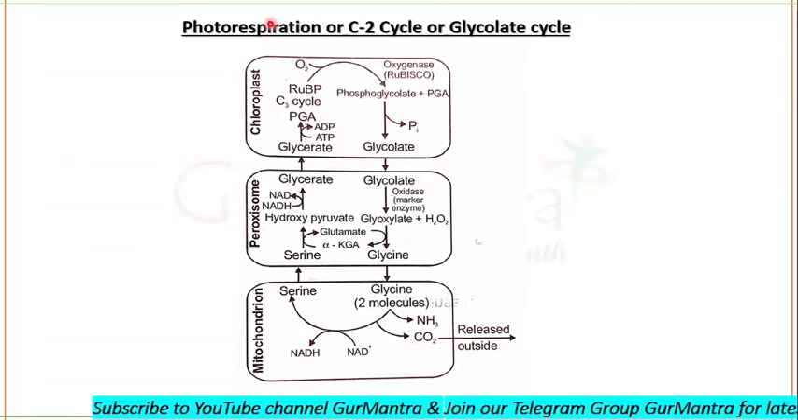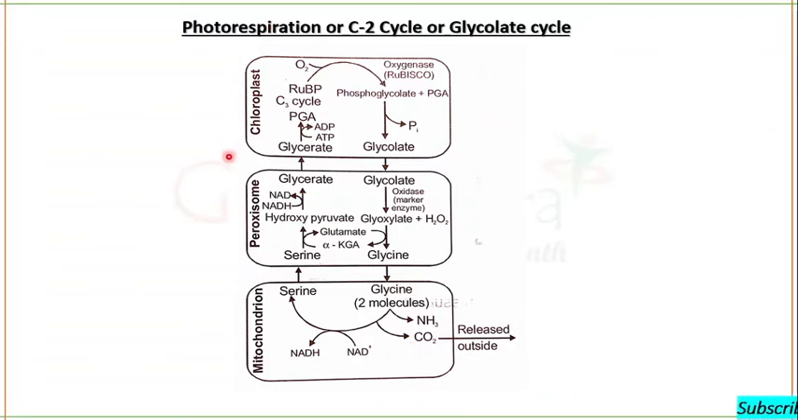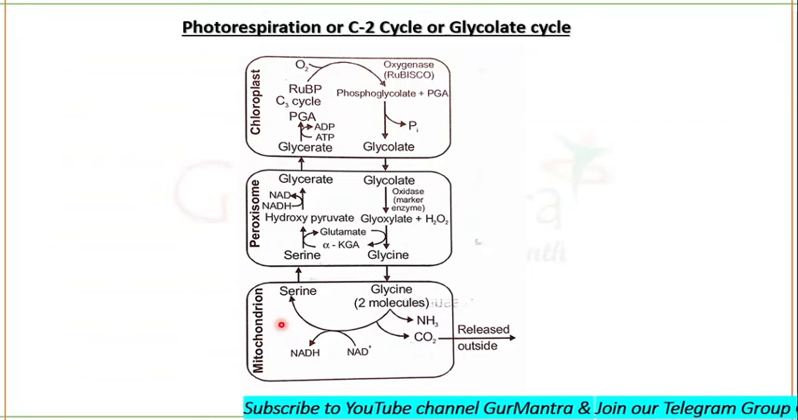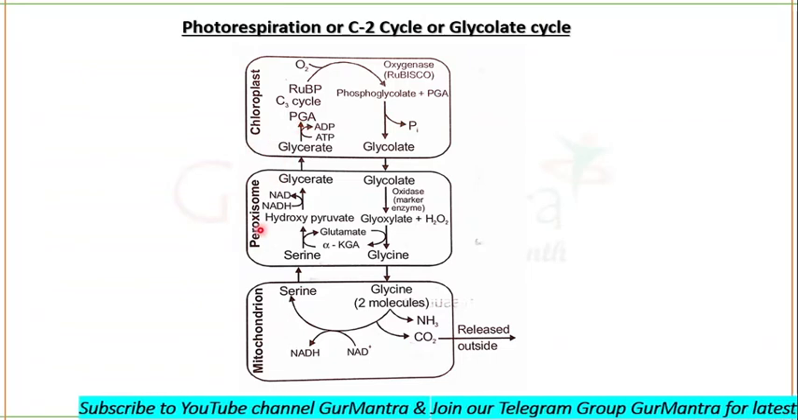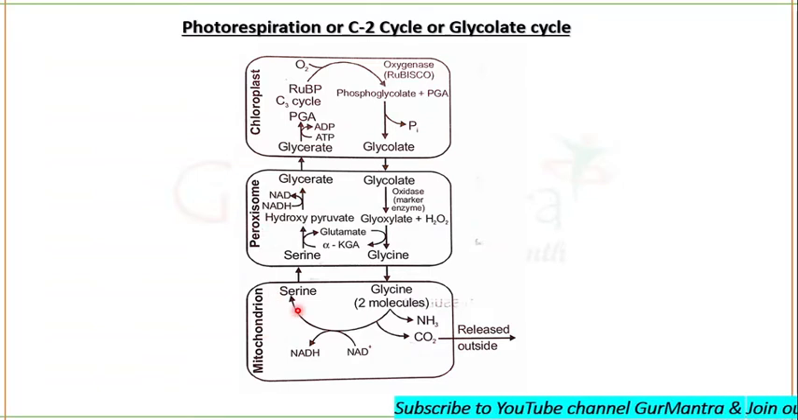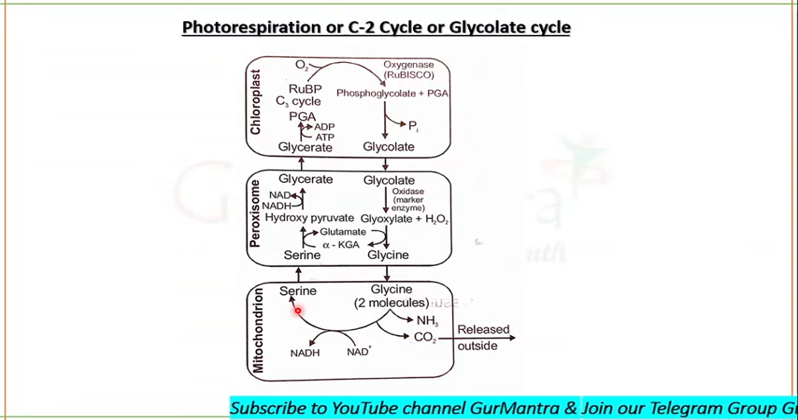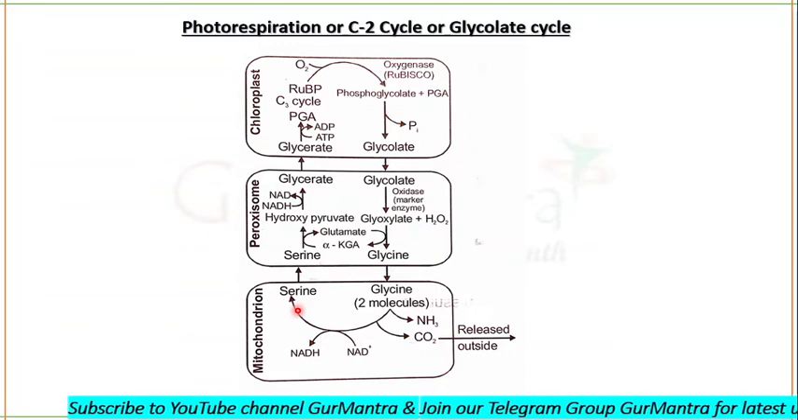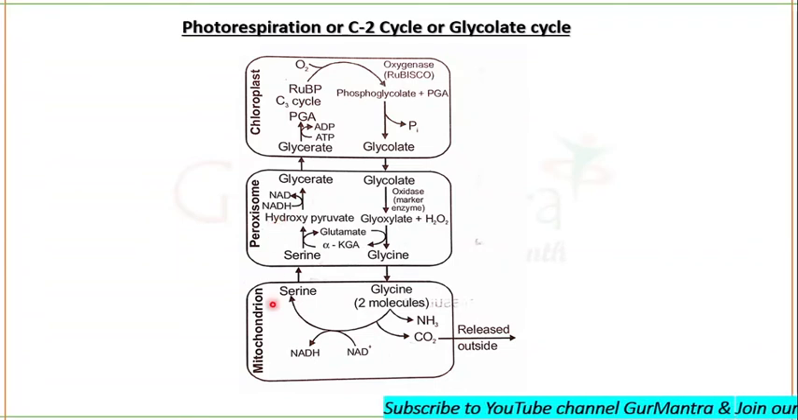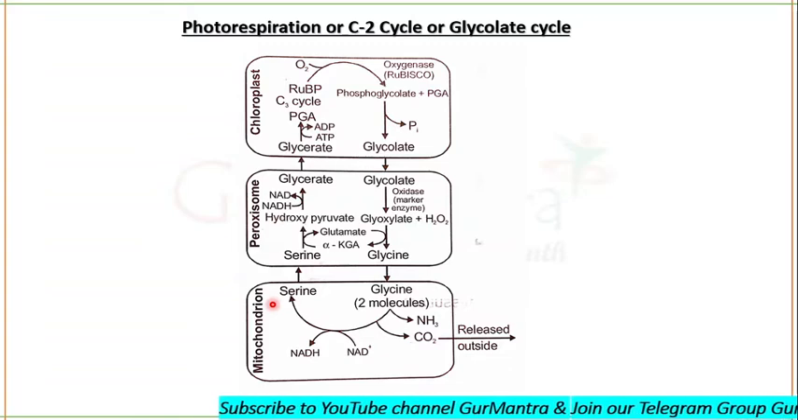For photorespiration, we have 3 compartments: chloroplast, peroxisome, and mitochondrion. Repeat: chloroplast, peroxisome, and mitochondrion. Why am I asking you to repeat? Because many times you forget the compartments. The first is chloroplast, the second is peroxisome, the third is mitochondrion.